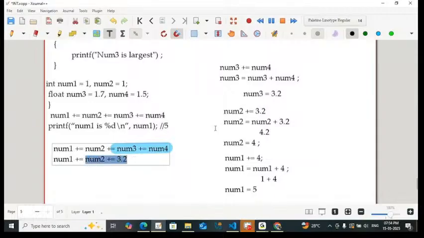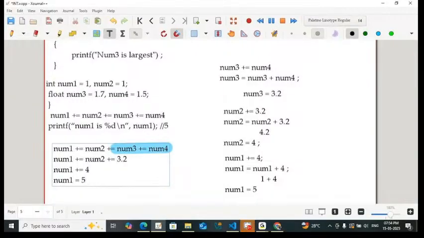Next, I'm going to solve num2 plus equal to 3.2. So I write num2 is equal to num2 plus 3.2, which is 4.2. But num2 is integer, so num2 stores only 4. It cannot store 4.2. So this statement gets replaced with a 4. Then num1 plus equal to 4 becomes 5. So num1 gets assigned with 5, we print the value of num1, and 5 will be printed.